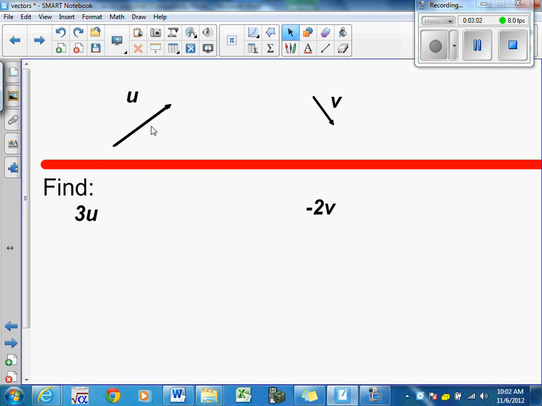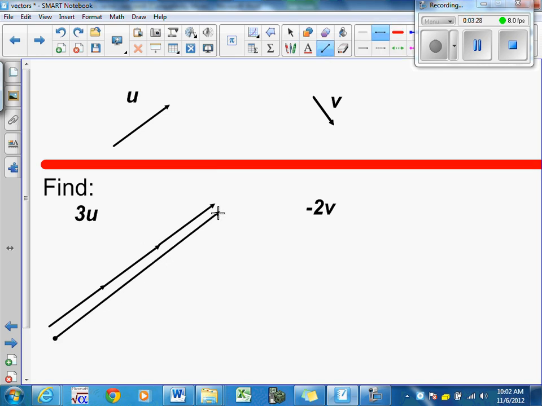in this case we have vector u going in this direction with this length, and vector v going in this direction. Now, first off, if we want to find 3u, that's going to be a vector going in the same direction as u, but 3 times as long. So it would be one vector like that. That would be 3u, because it's 3 vectors that length.